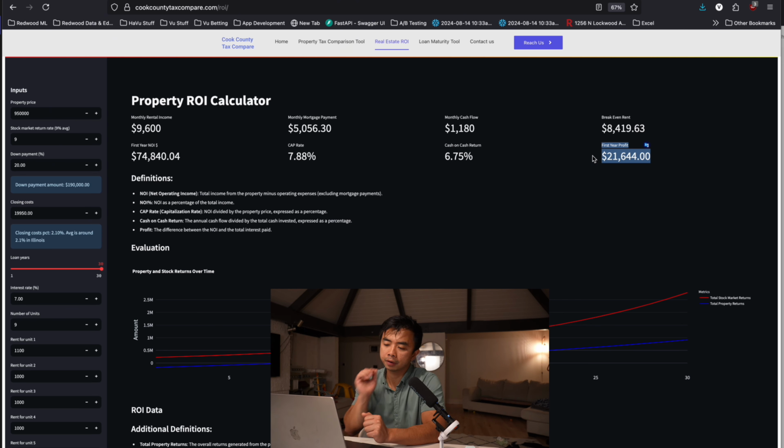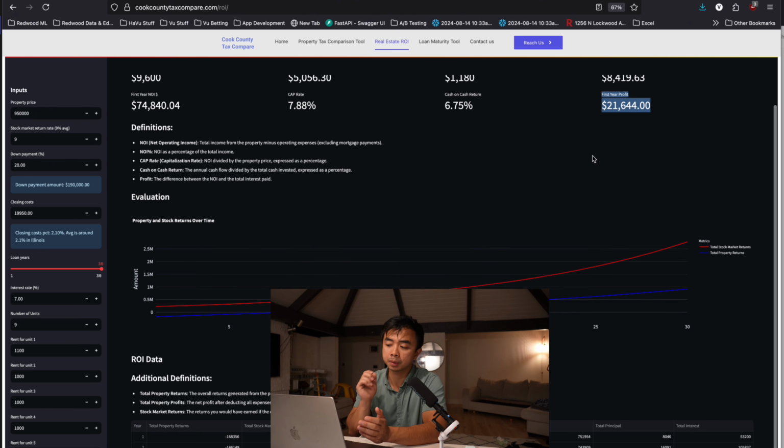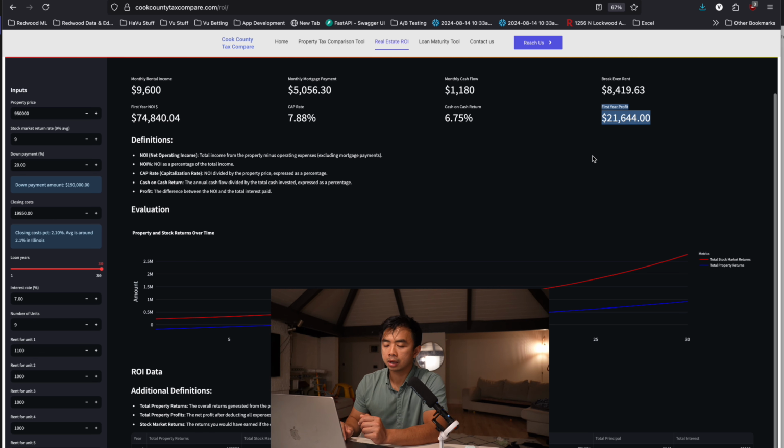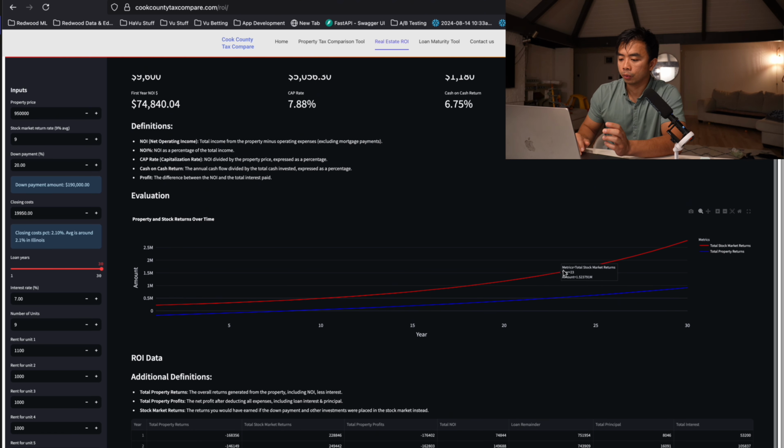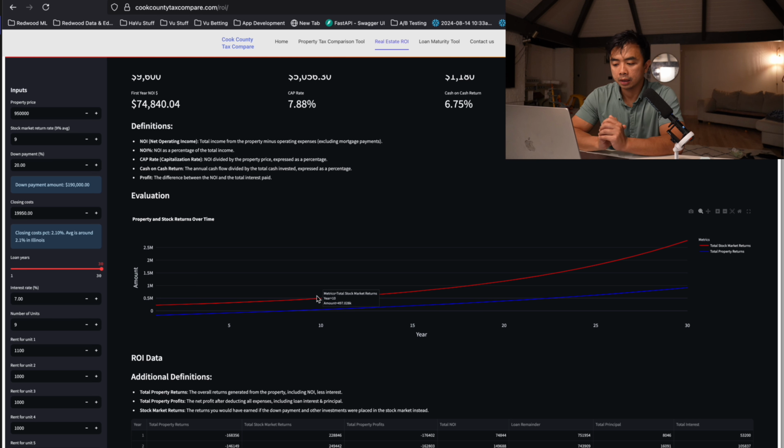Your first year profit, this is a profitable investment. It'll be $22,000. Now, the big question is, should you invest in this property versus if you were going to invest in the stock market? So we can take a look at this chart right here, where the red is the returns from the stock market and the blue is the return from this property. So if we're going to evaluate for, let's say, a 10-year horizon, it is not.